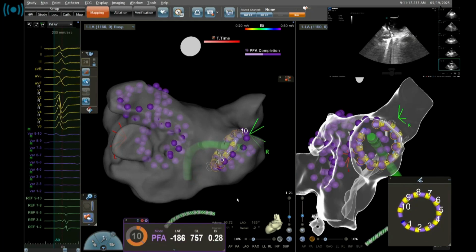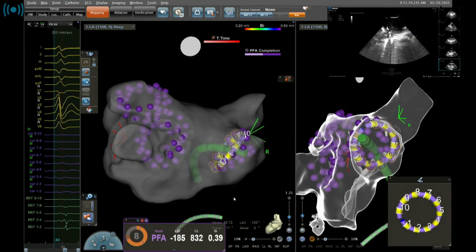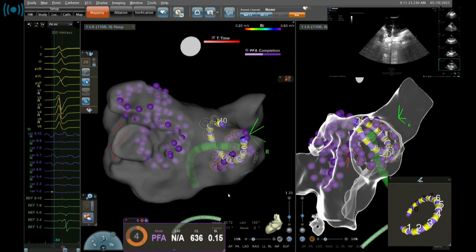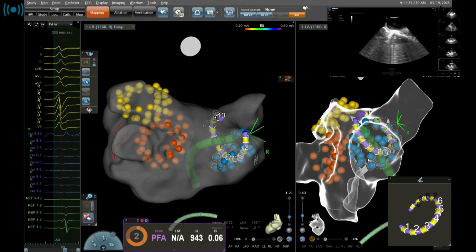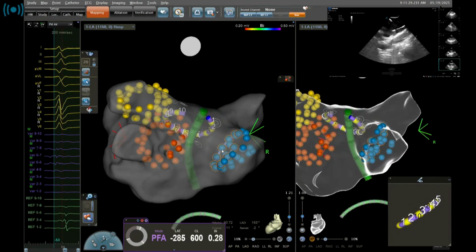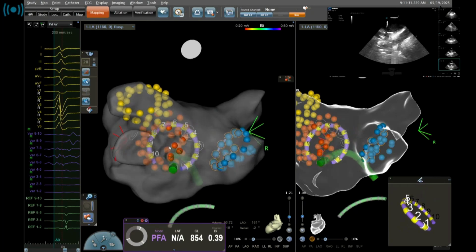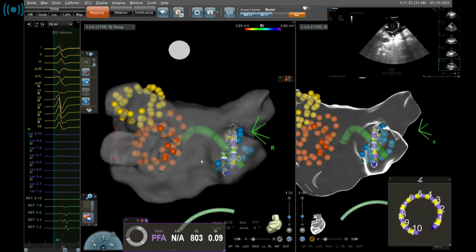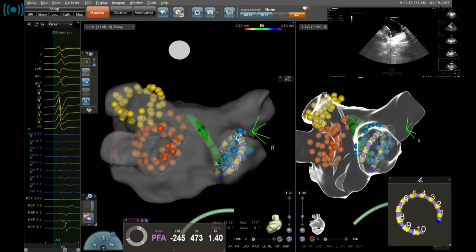And the transeptal sheath is 8.5 French? Yes, it's Visigo, 8.5 French Visigo. Narrow bore. That's the beauty of ICE-guided transeptal puncture. You can do puncture where you want. You can go anterior, inferior, posterior, depending on what you want to do.